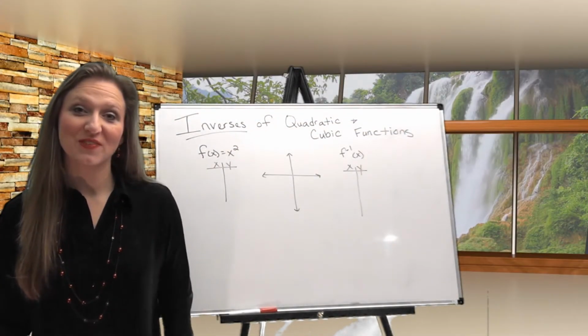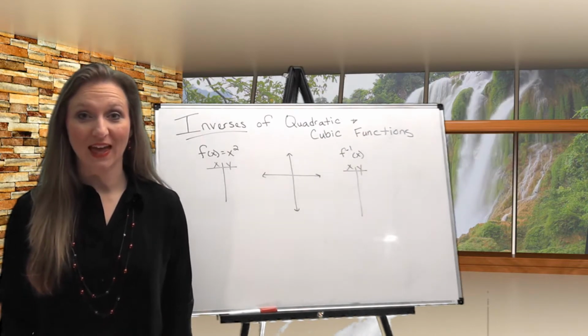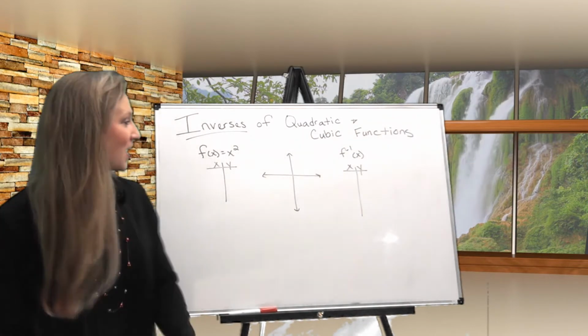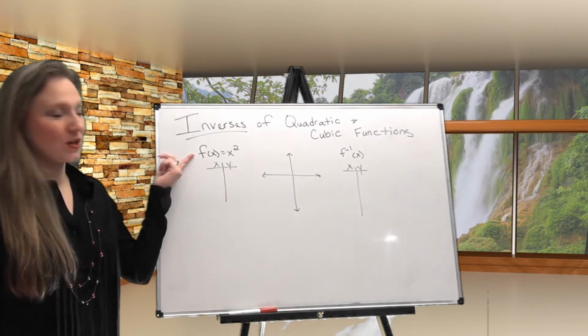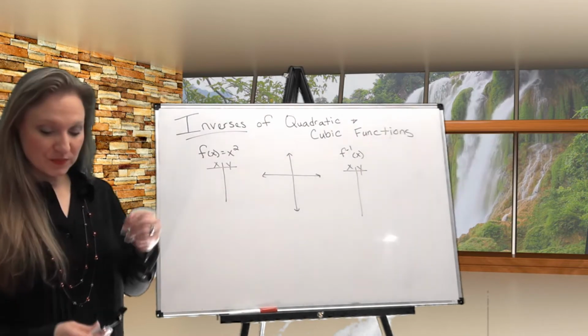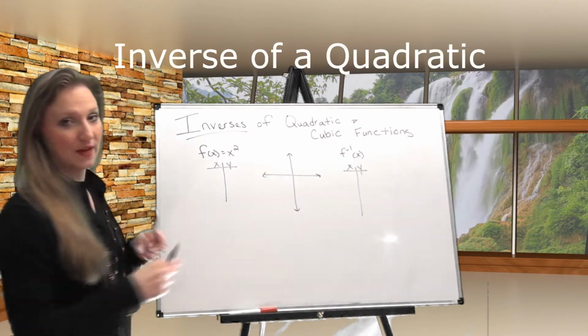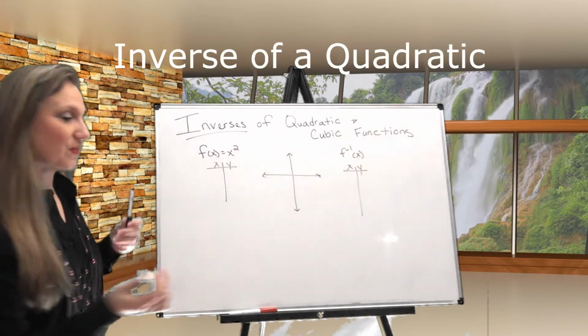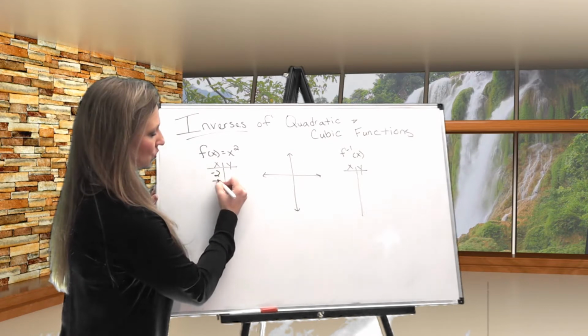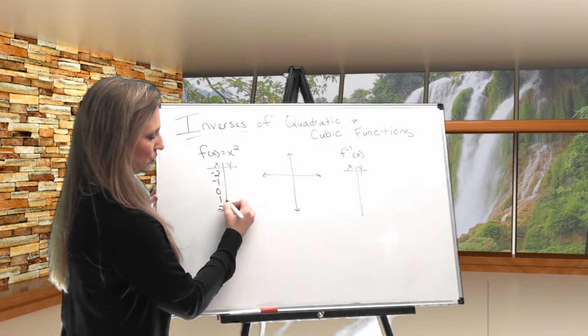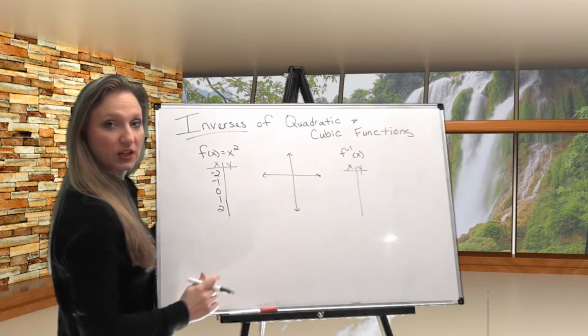Today we're going to talk about how to find the inverse of a quadratic and cubic function. Remember that this is what a quadratic function looks like. So first what we're going to do is create a table of values of this function and graph it. So I'm just going to choose some simple values like -2, -1, 0, 1, and 2. That'll be enough points to be able to get a good graph.